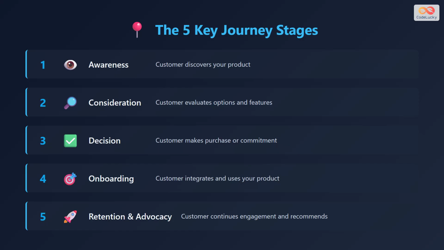Stage 4 is onboarding, where they integrate your product into their workflow and learn how to use it. Stage 5 is retention and advocacy, where they continue using your product and become enthusiastic recommenders. Understanding what happens in each stage is fundamental to mapping the complete journey.